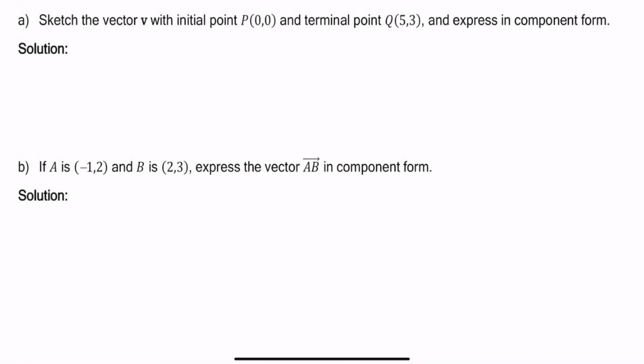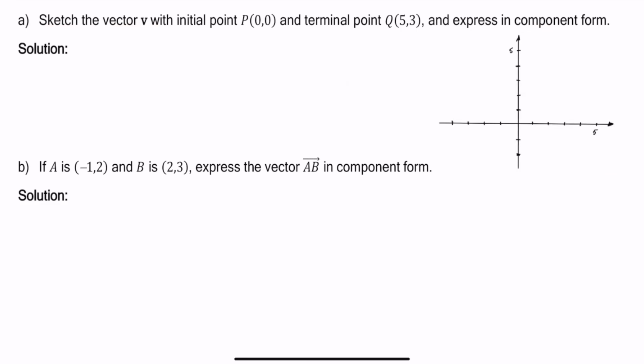Welcome. In this example, we're going to express vectors in component form, and we're going to make sketches of them. For both parts A and B, you're given 2 points. For part A, our first point P is at the origin, and the terminal point Q is at (5, 3). We want to express the vector in component form after we sketch it, of course. So let's begin with the sketch.